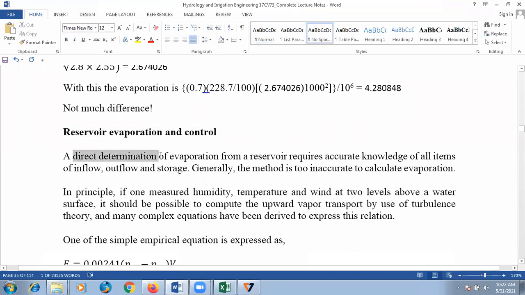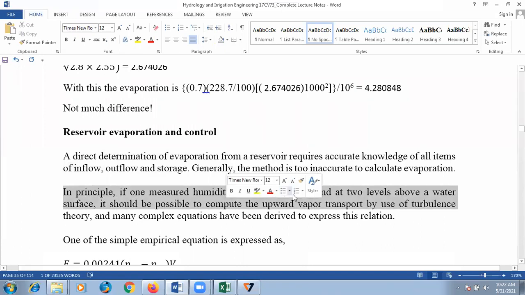A direct determination of evaporation from the reservoir requires accurate knowledge of all items of inflow, outflow, and storage. We have solved one example already. You please remember that. But generally, the method is not so accurate. In principle, if one measured humidity, temperature, wind at 2 levels above a water surface, it should be possible to compute the upward vapor transport by use of turbulence theory, and many complex equations have been derived to express this relationship. Very complex. Can we think of employing them time and again is another question.